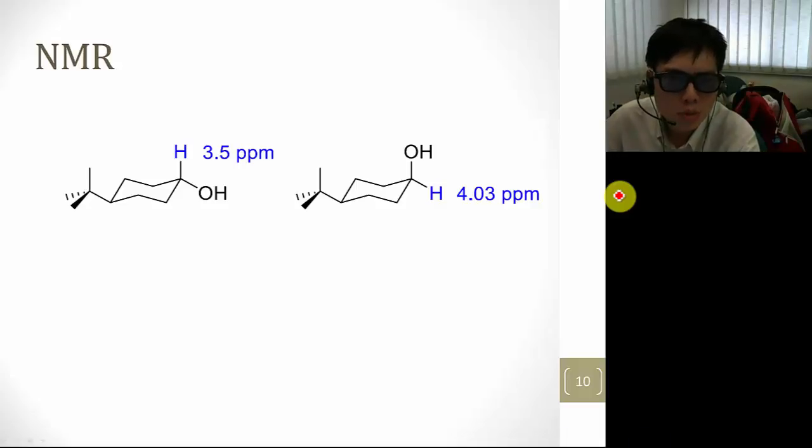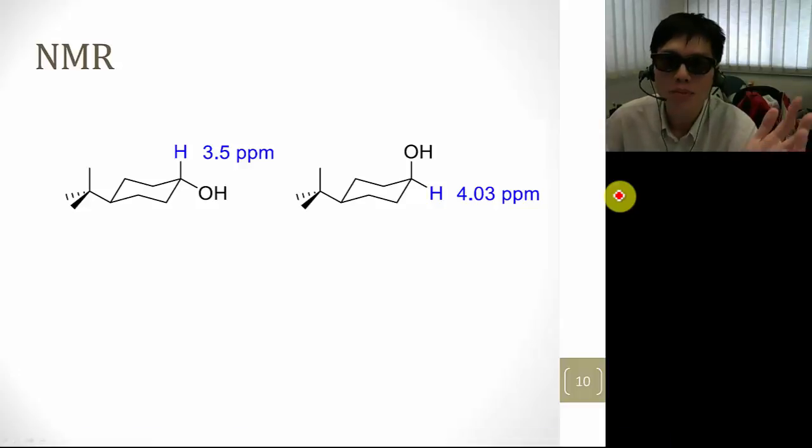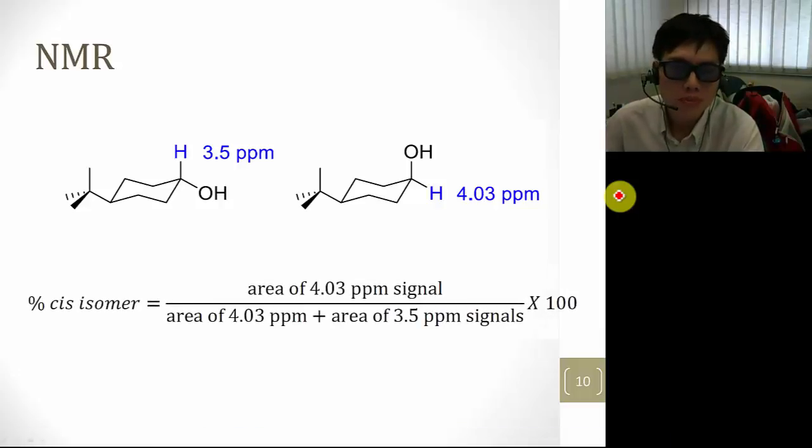Now you see two small signals at about 3.5 parts per million and the chemical shift 4.03. The one at 4.03 ppm would refer to the axial hydroxy group, 3.5 ppm the equatorial hydroxy group. So the percentage of the cis isomer of the alcohol being produced is a very simple equation. You take the area of the 4.03 ppm signal over the summation of the area of the 4.03 and 3.5 parts per million signals, and then you multiply by 100%, and you get your percentage yield of the cis isomer.